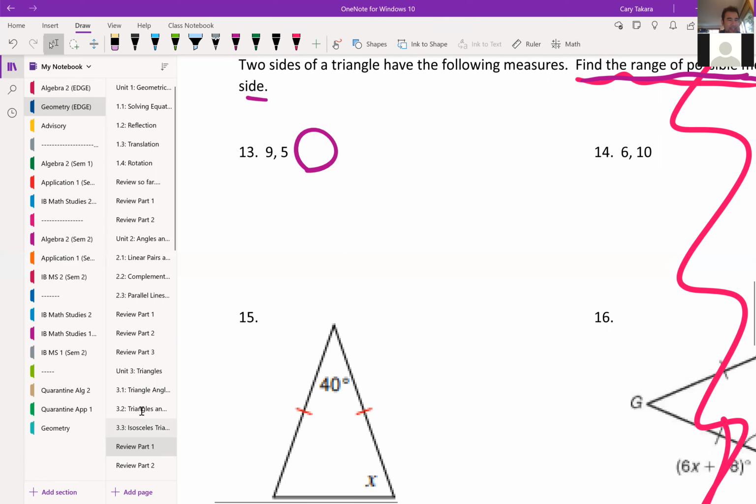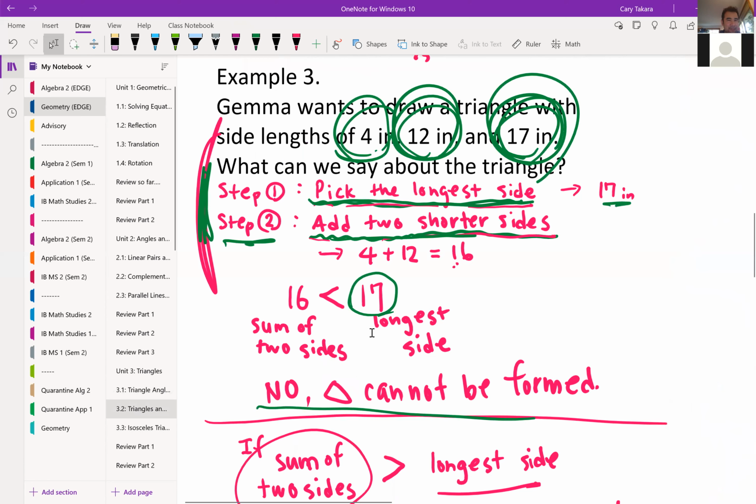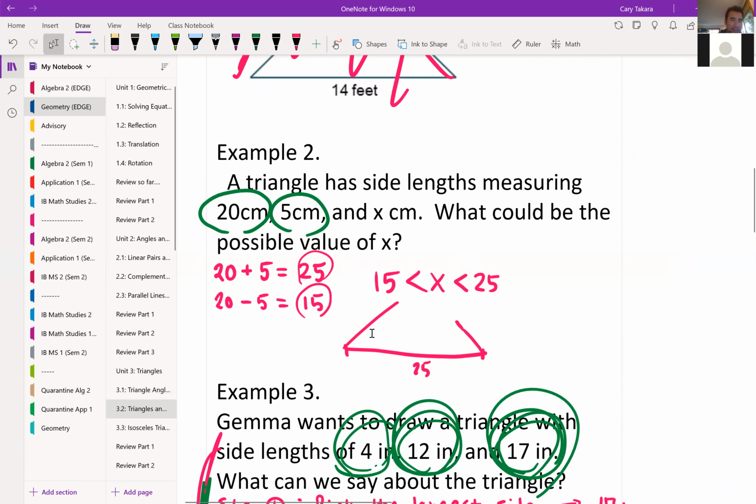That is right here. To find the range of the third number, you basically add the 2 numbers and then you subtract the 2 numbers. You remember that, doing this in the assignment? And so that's what you're going to do.